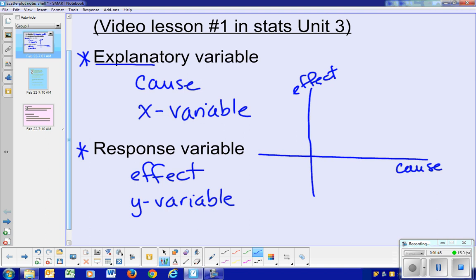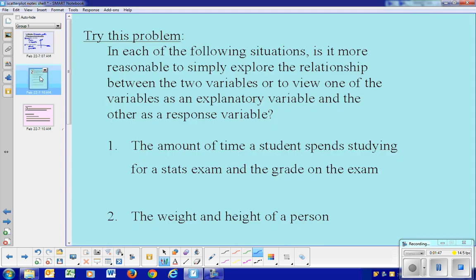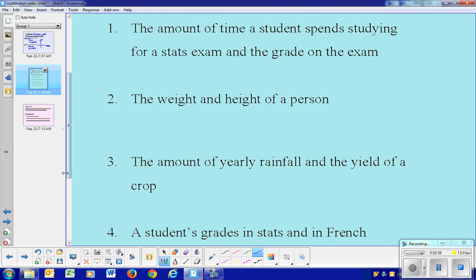Okay? So here is a series of descriptions where I want you to think about if it would be reasonable to suggest that there is a cause and effect relationship between the two variables, or if it's two things that have something to do with each other, but it's not necessarily cause and effect. So the first question says, the amount of time a student spends studying for a stats exam and that student's grade on the exam. Do we think that this is cause and effect?